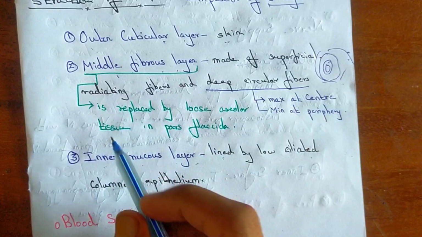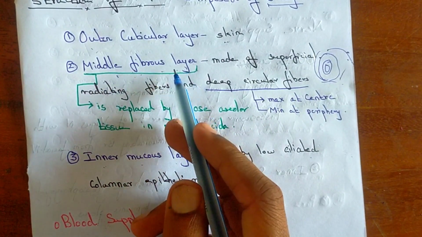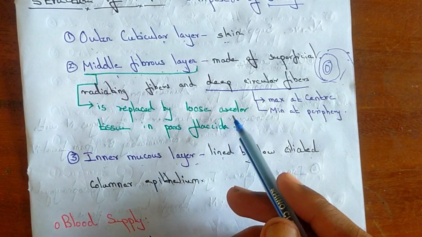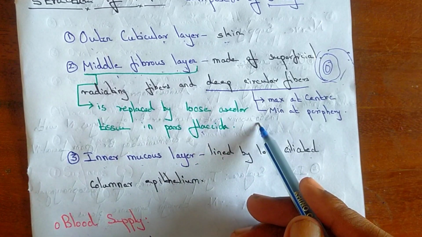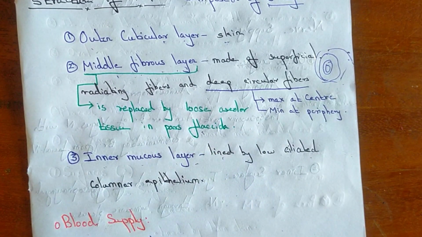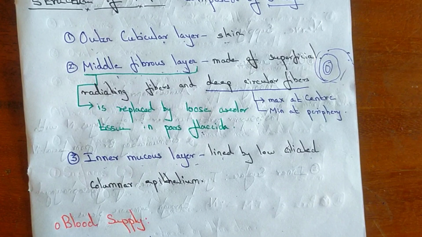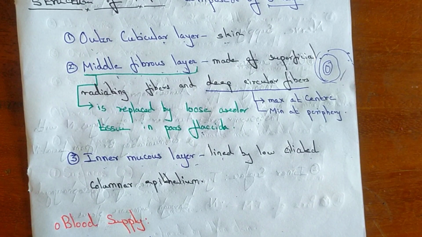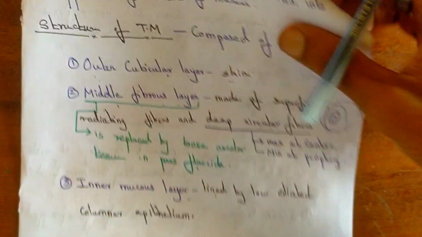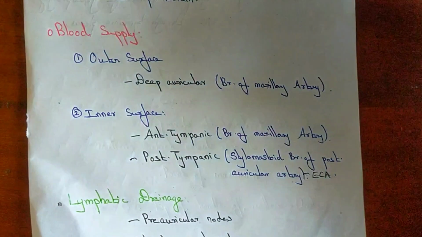Hope you got this. Again, the middle fibrous layer is replaced by loose areolar connective tissue in the pars flaccida, which means in pars flaccida, there is loose areolar connective tissue instead of the middle fibrous layer. Got it? The inner layer has low ciliated columnar epithelium. The outer cuticular layer, the outer surface, is formed by skin. Got it? Now let's look at the blood supply.